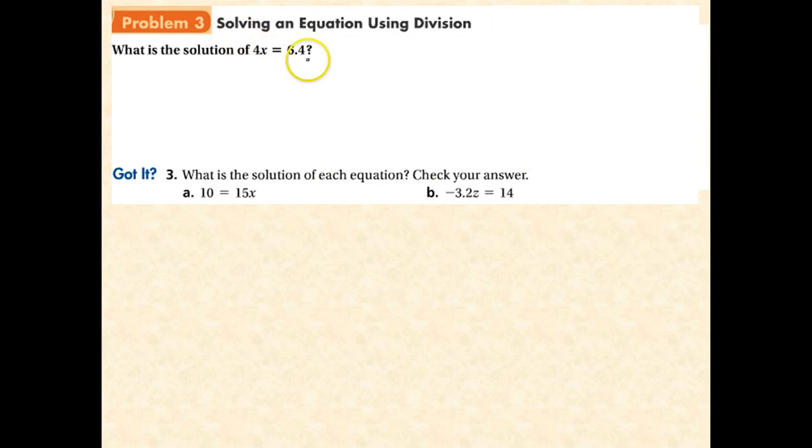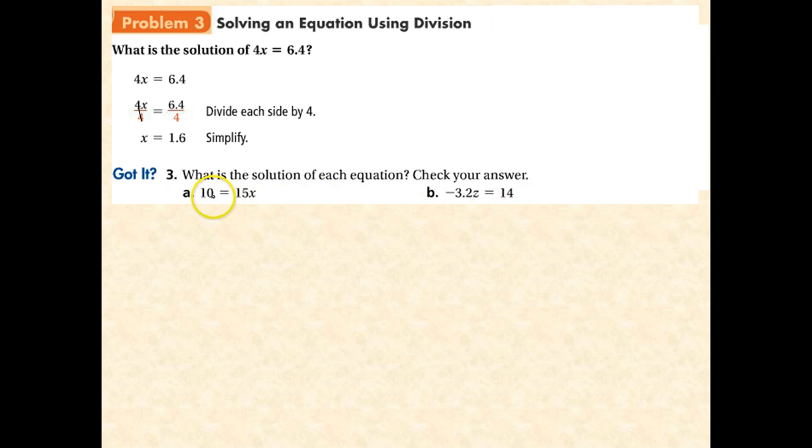What's the solution to 4x equals 6.4? Well, I'm looking at my variable and I'm like, all right, we're multiplying it by 4. So the inverse operation of multiplying by 4 is dividing by 4. 4 divided by 4 is 1, so that makes my coefficient of x 1. So I get x equals 1.6. Pause and see if you can do these bad boys.